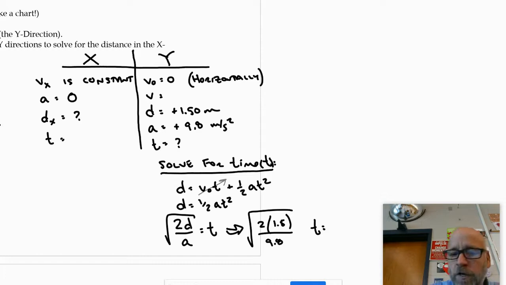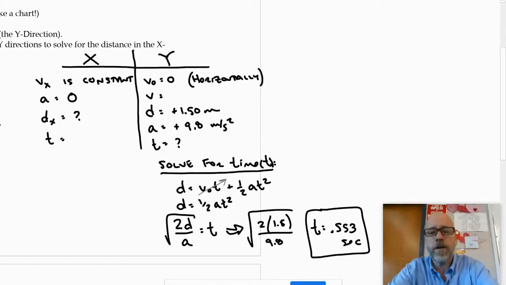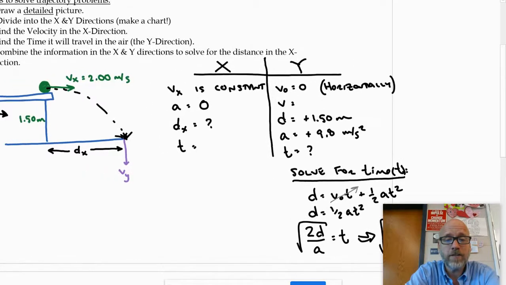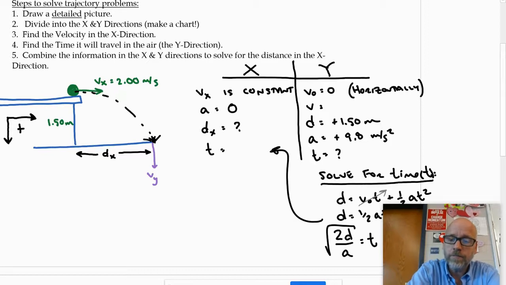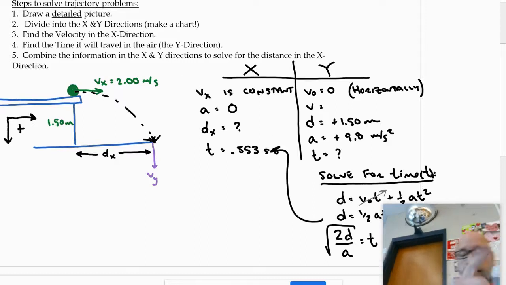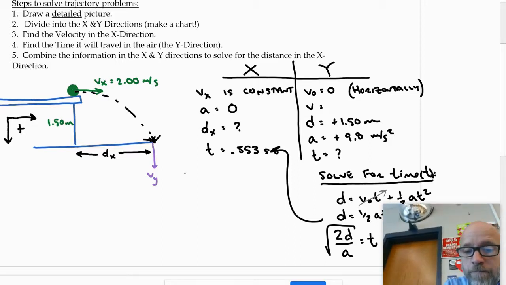Did you get 0.618? Good, because the answer is 0.553 seconds. So that means the ball is in the air for 0.553 seconds. So the question is, how far does it get to travel in the x direction during that time? So I'm going to take that value and write it in right here, 0.553 seconds. Now, in the x direction, because the acceleration is 0, it's very easy to find dx.